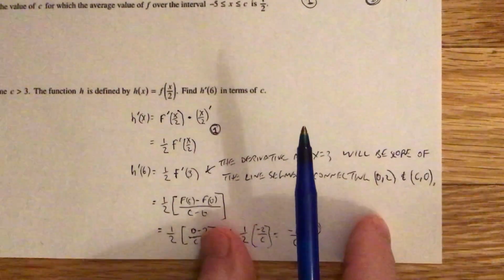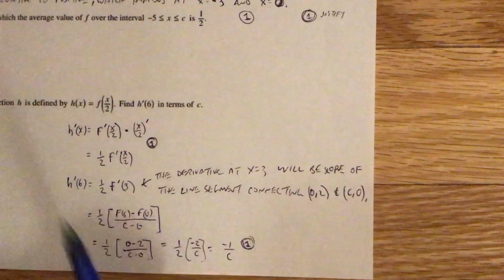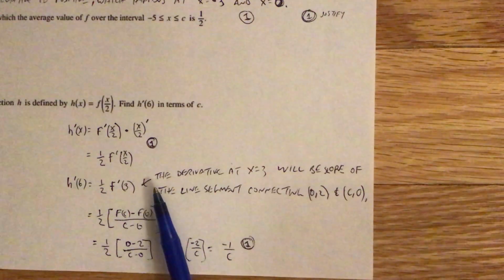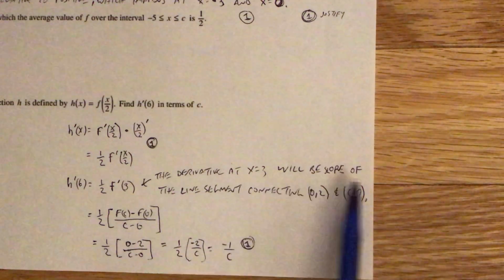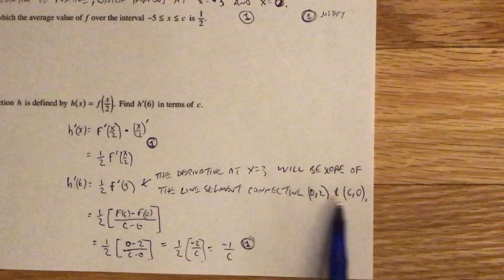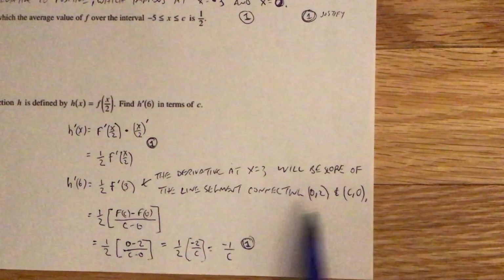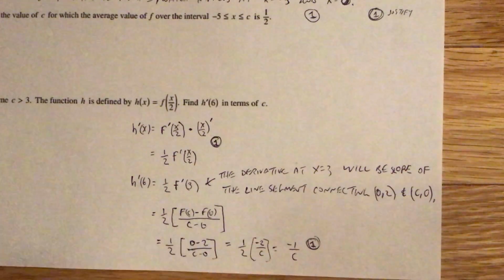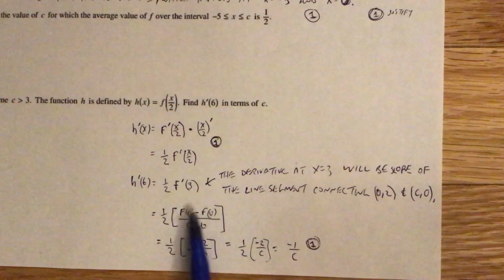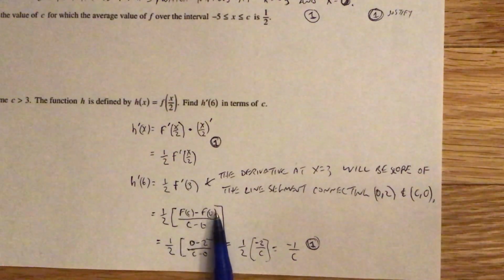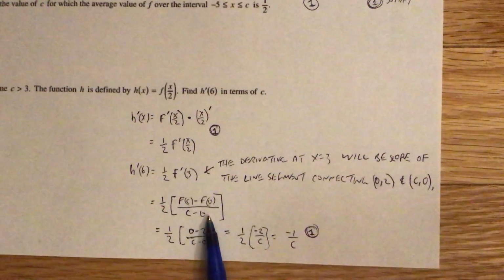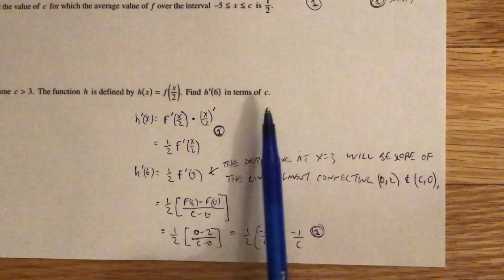So what I did was I noted this in case someone was wondering about my work. I said the derivative at x equals 3 will be the slope of the line segment connecting those two spots, the (0, 2) and the (c, 0). What's the slope between them? Well, just calculate that slope: y2 minus y1 over x2 minus x1. Basically, now you know what they mean by in terms of c.